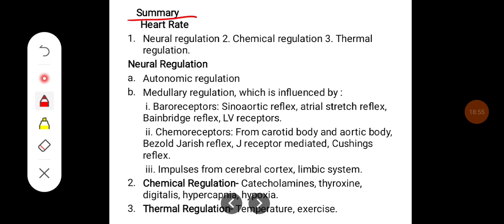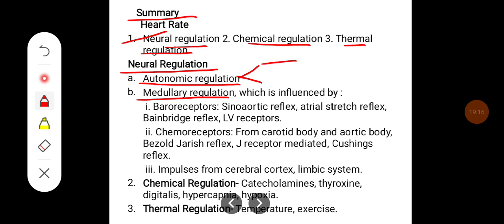Summary of regulation of heart rate: it is mainly regulated by neural regulation, chemical regulation, and thermal regulation. Neural regulation includes the autonomic regulation and medullary regulation. The autonomic regulation is mainly by sympathetic and parasympathetic. Sympathetic has positive effects on the cardiovascular system, whereas the parasympathetic inhibits.